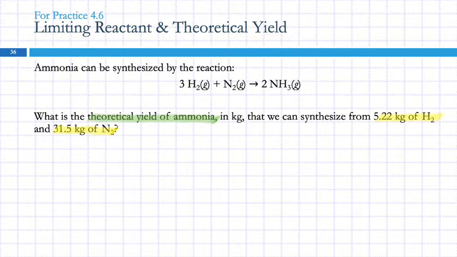And then I'm going to take my numbers and write them under the chemical equation. So 5.22 kilograms and 31.5 kilograms. Always a good idea to take a second to double check and make sure you didn't switch them. And then the theoretical yield, we're trying to find how many kilograms of ammonia we can find. So we're going to do stoichiometry. What's the path? Grams to moles to moles to grams.